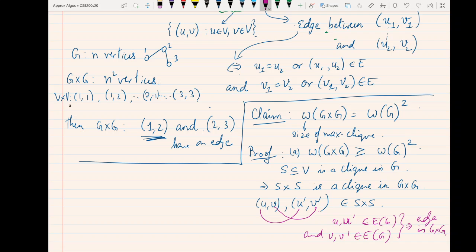Now the other way, which is an exercise, is all you have to show is that if you take a clique in G cross G, then there is a clique of size square root of that in G.